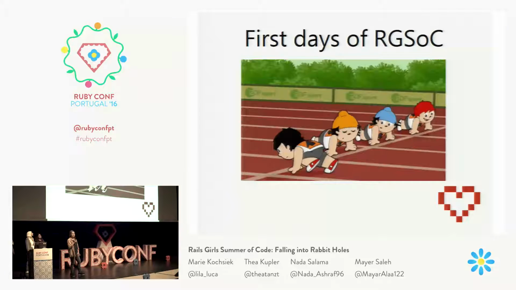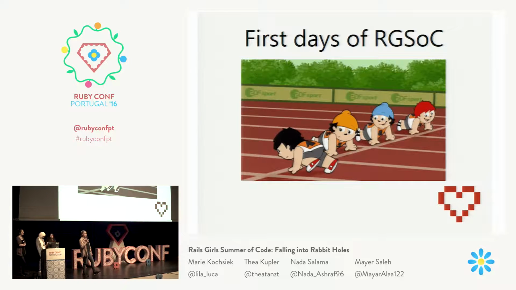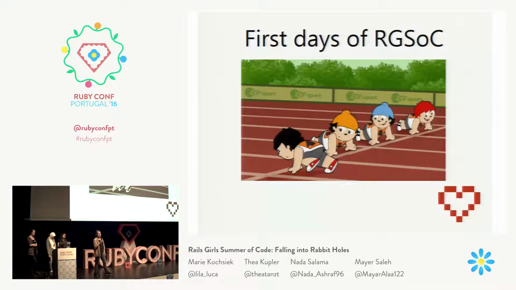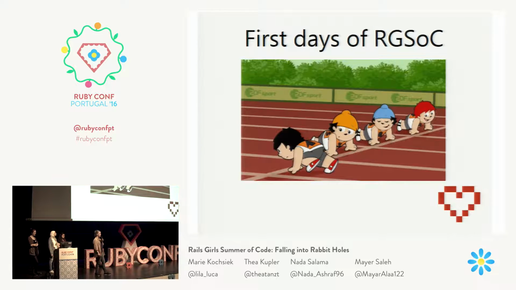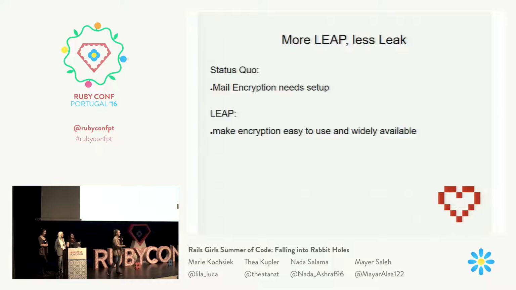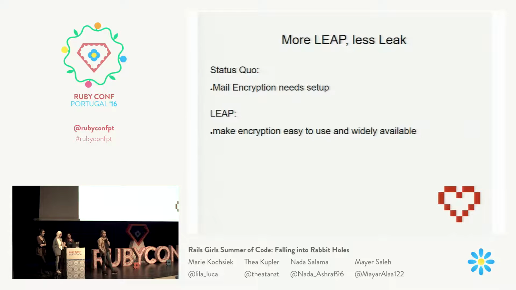We spent our first days of RubyConf Summer of Code creating and importing our keys to send encrypted emails to each other. And this is actually also the problem nowadays: when you want to have encrypted communication, you have to care about it yourself and set it up. This is where Leap comes into place, because they want to make encryption widely available and easy to use.